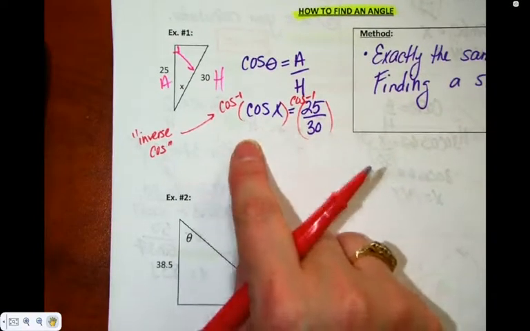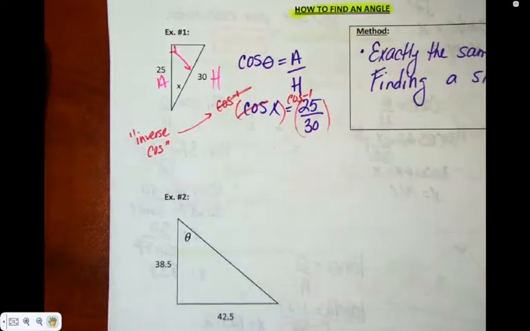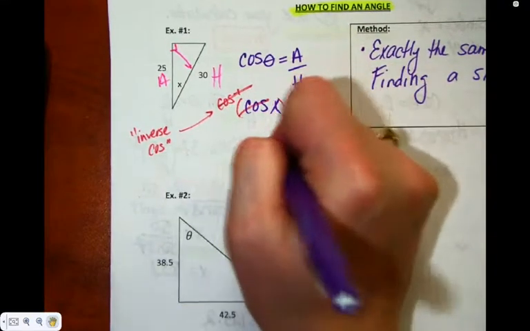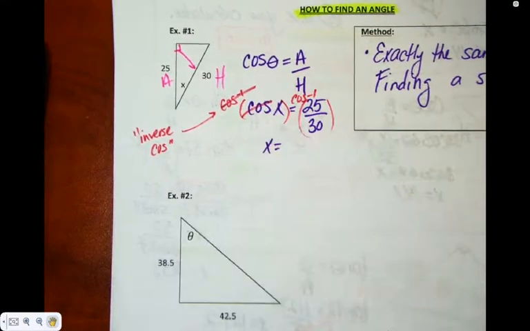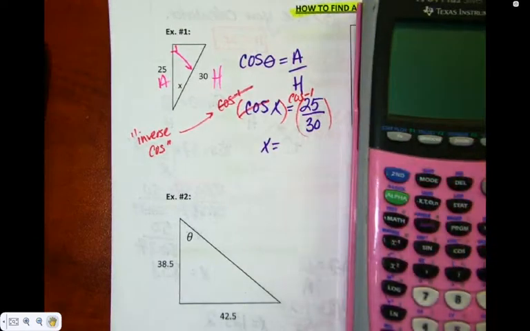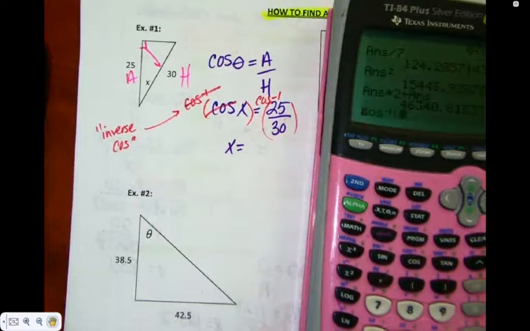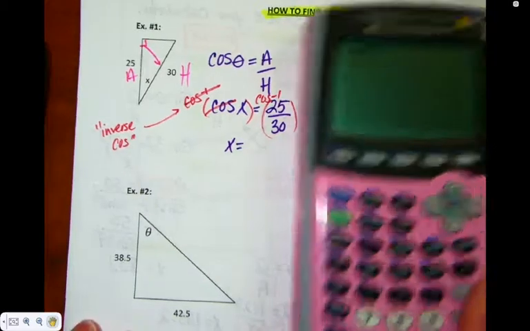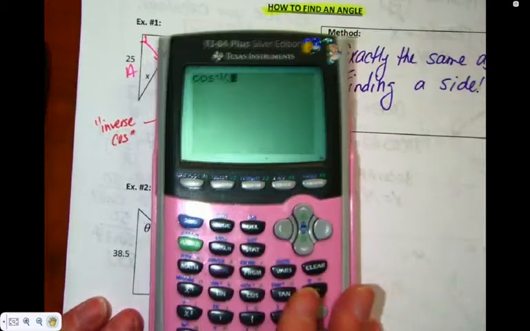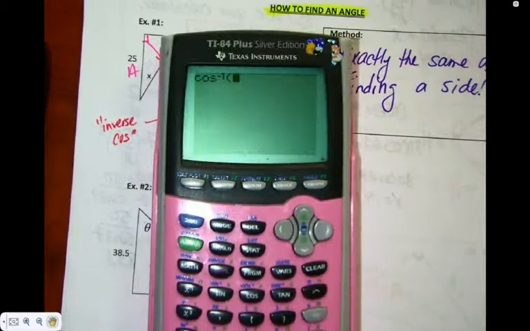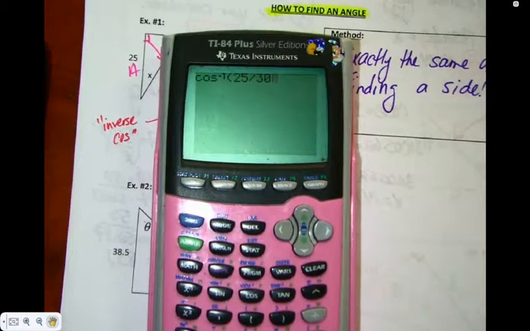So on the left-hand side, what happens is an inverse cos cancels a cos. That's why we're doing it. It's to get rid of the cos on the left-hand side. The right, I'm going to type exactly what I see. I need to start with an inverse cos, so that's second function cos. There we go. And then we have 25 divided by 30. Close off the bracket.